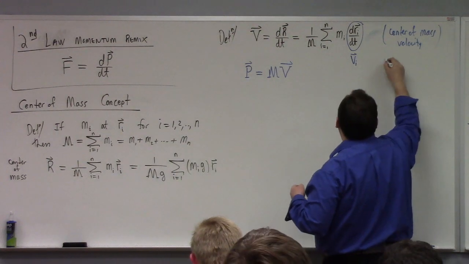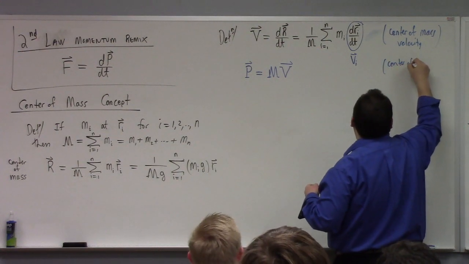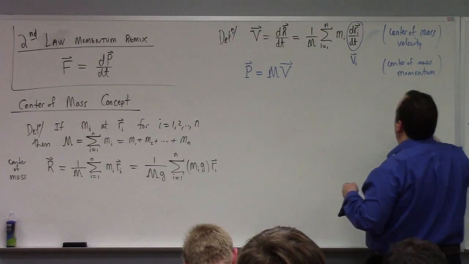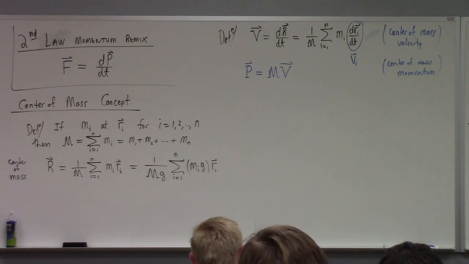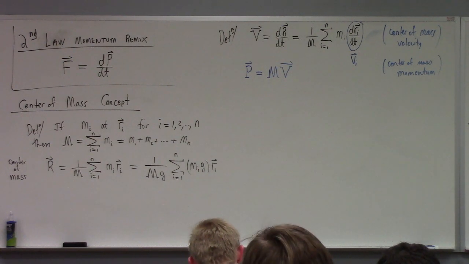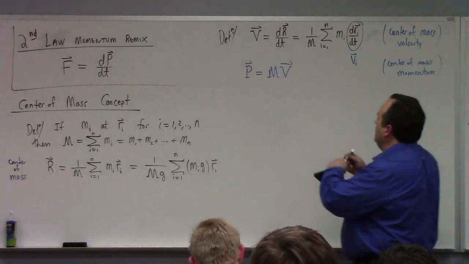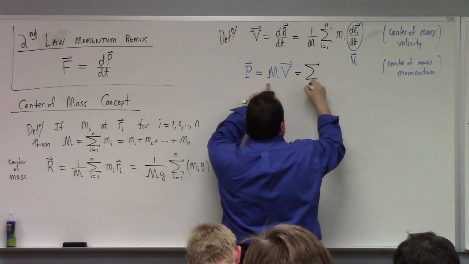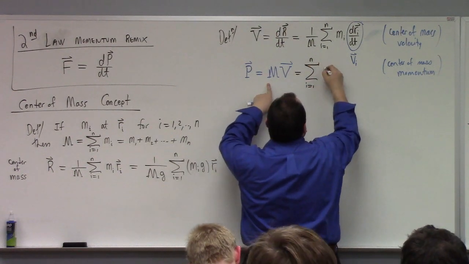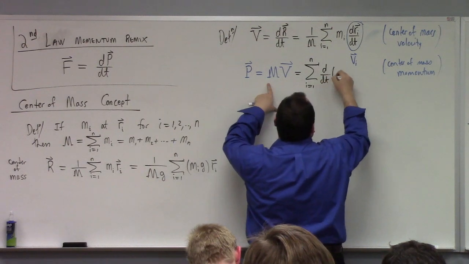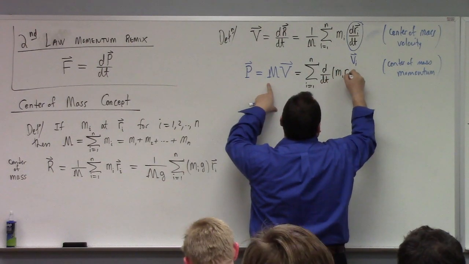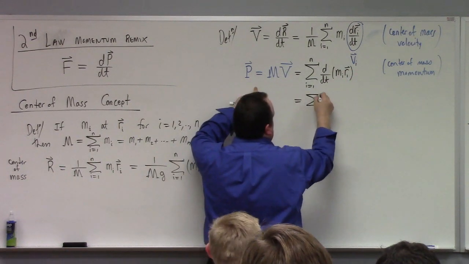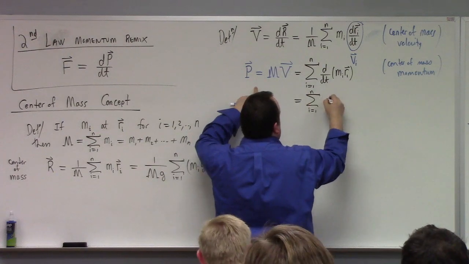And here, this is the center of mass momentum. Or you could also call this the total momentum for the system. This is the total momentum. And what's the formula for that? Well, if you look at that, the m's cancel. And if you assume that the point masses are constant, you could rewrite this as d/dt of the sum of m sub i r sub i. In other words, this is equal to the sum over i equals 1 to n of p sub i.